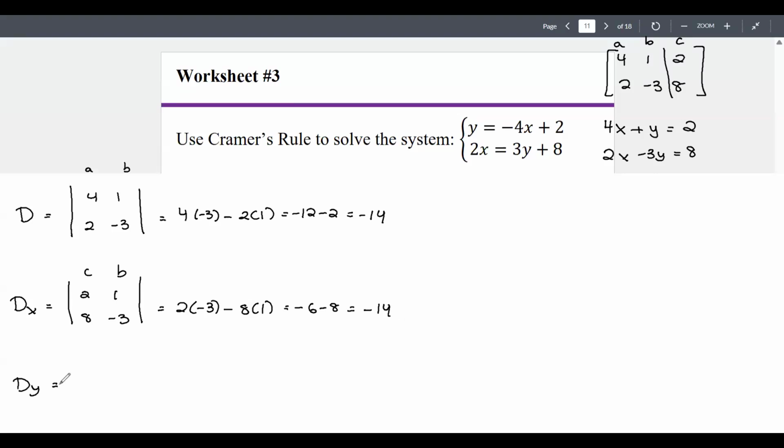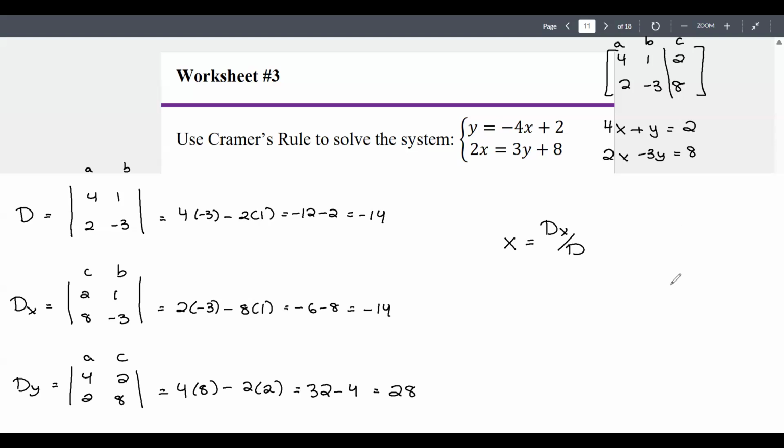And then Dy is going to be your A and your C. So that would be the 4, the 2, the 2, and the 8. 4 times 8 minus 2 times 2 is going to be 32 minus 4, which is going to be 28. So x is Dx over D, which will be negative 14 divided by negative 14, so that will be 1.